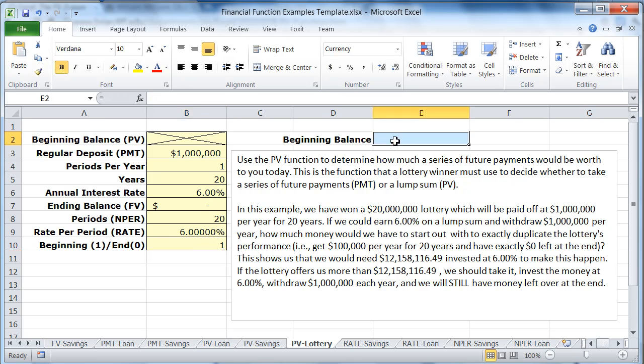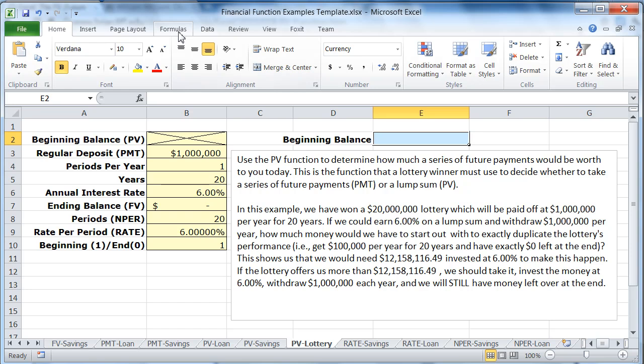Now, how much money do you have to have up front so that you can withdraw $1 million every year, earn 6% on the balance, and when you get all done, have exactly 0 left? So that's the present value function.